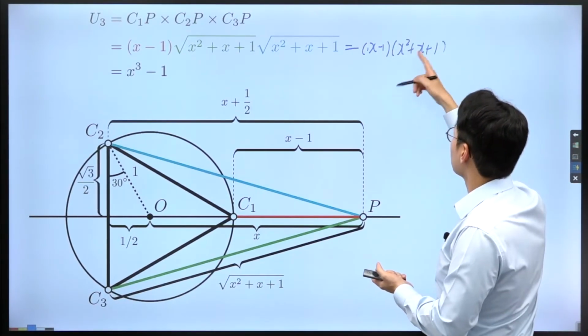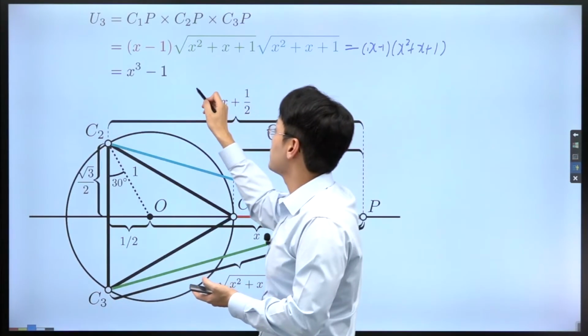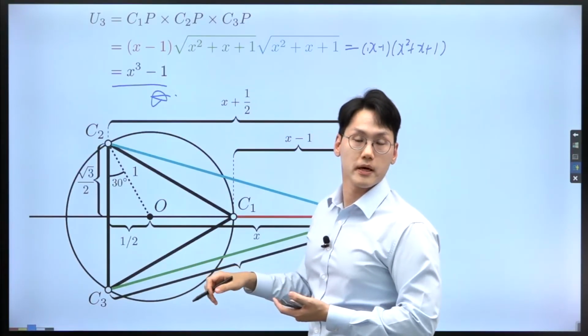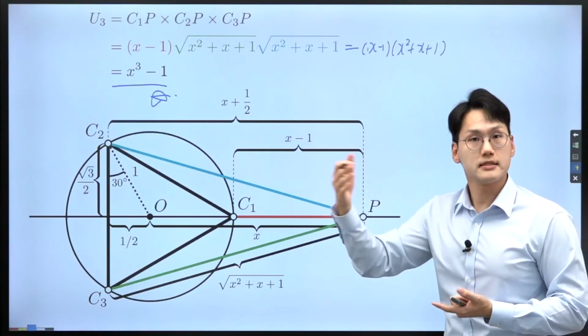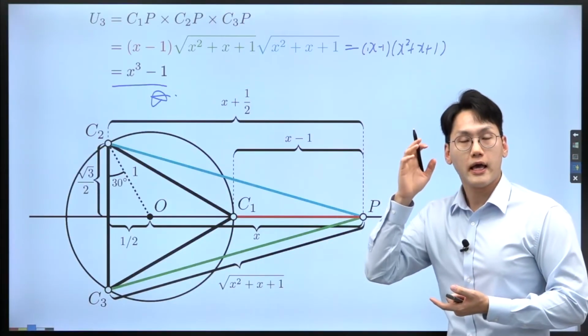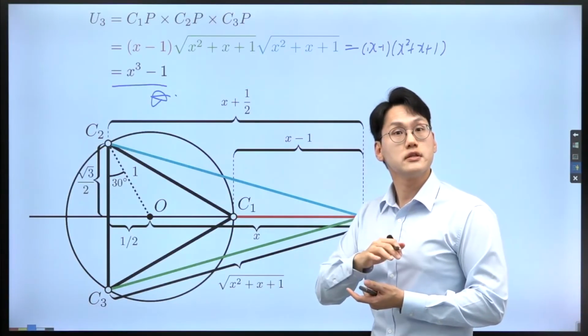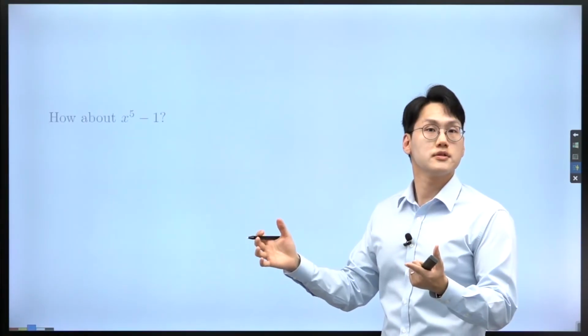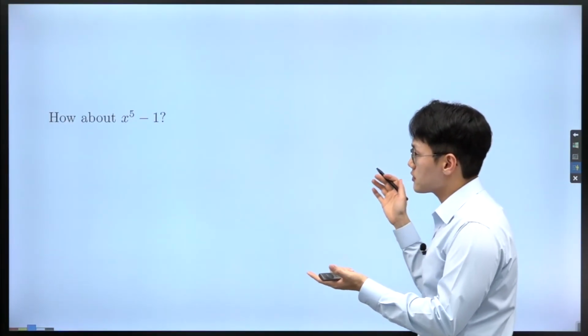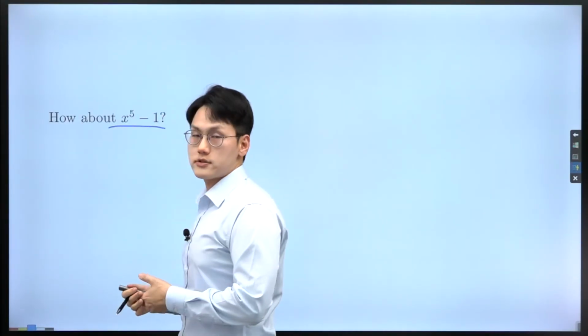If you expand by using the distribution, you actually get x cubed minus 1. So we can actually tell that, yes, it is possible for x to the power of n minus 1 to be factorized as linear and quadratic terms always. Okay? So that's marvelous. But let's have a look at the case of n equal to 5.